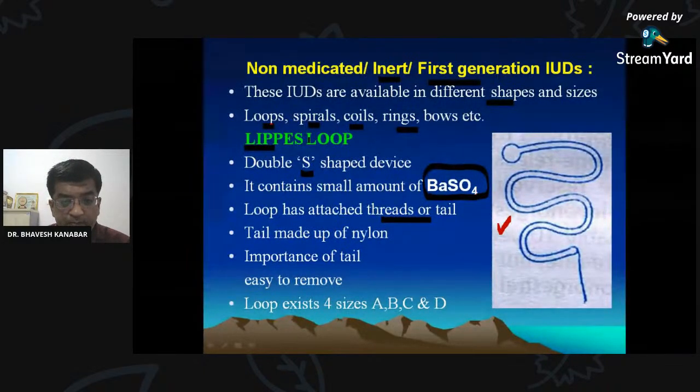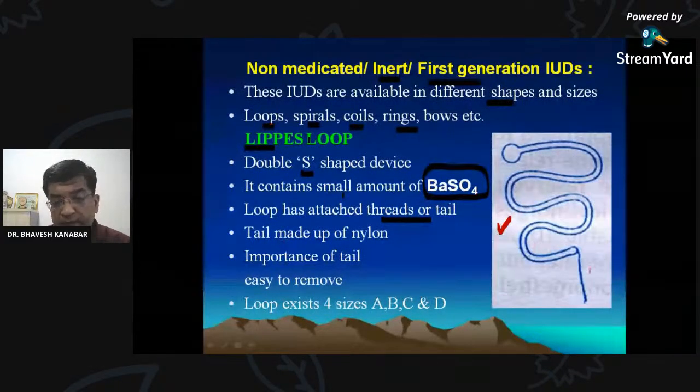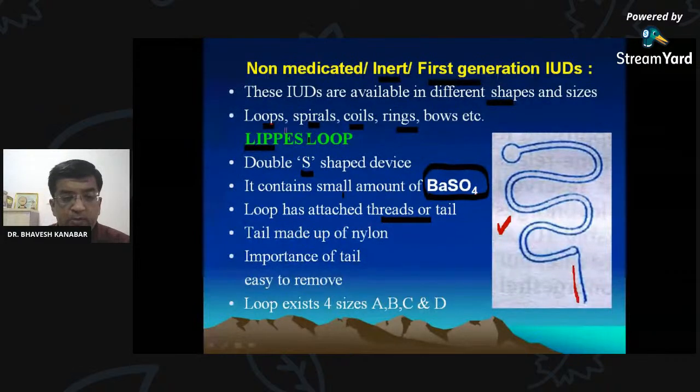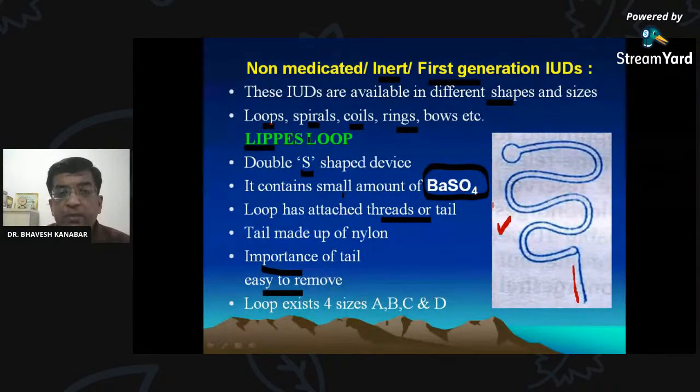Now further, the tail is made up of nylon. This is the tail part of the Lippes loop. It is made up of nylon. The importance of the tail is that it is easy to remove. The tail in any IUD hangs below into the vagina so that it can be easily pulled. The Lippes loop exists in four sizes: A, B, C, and D.